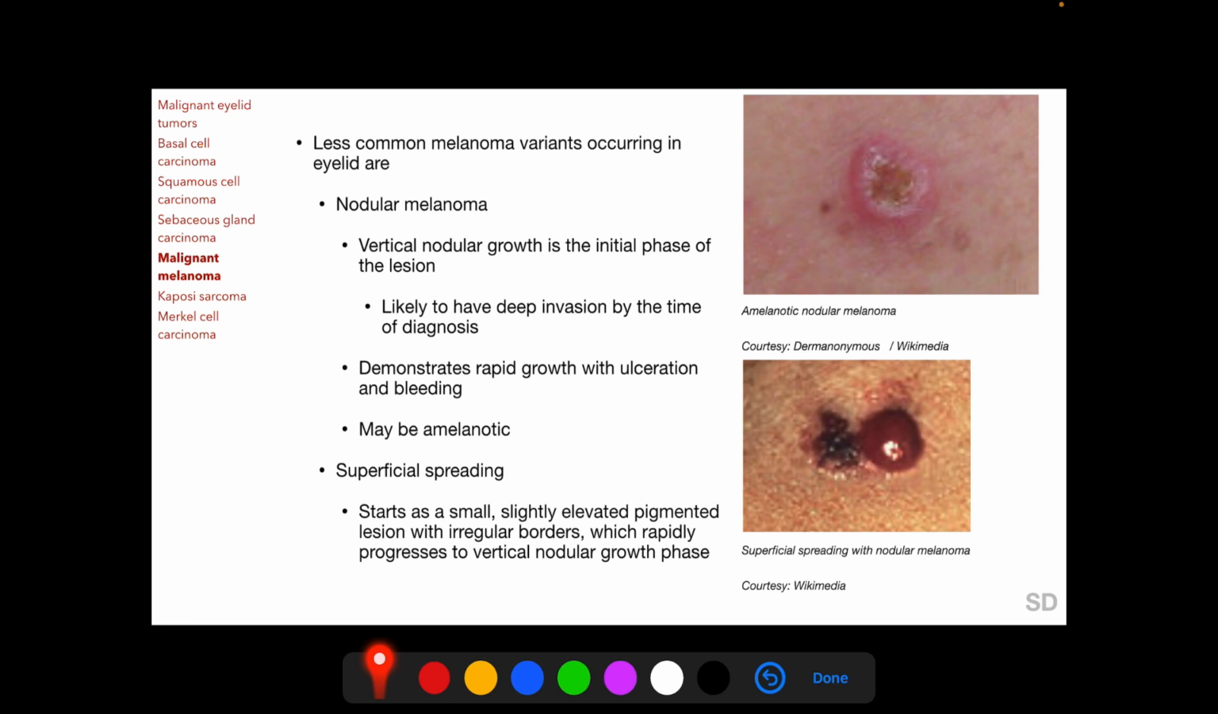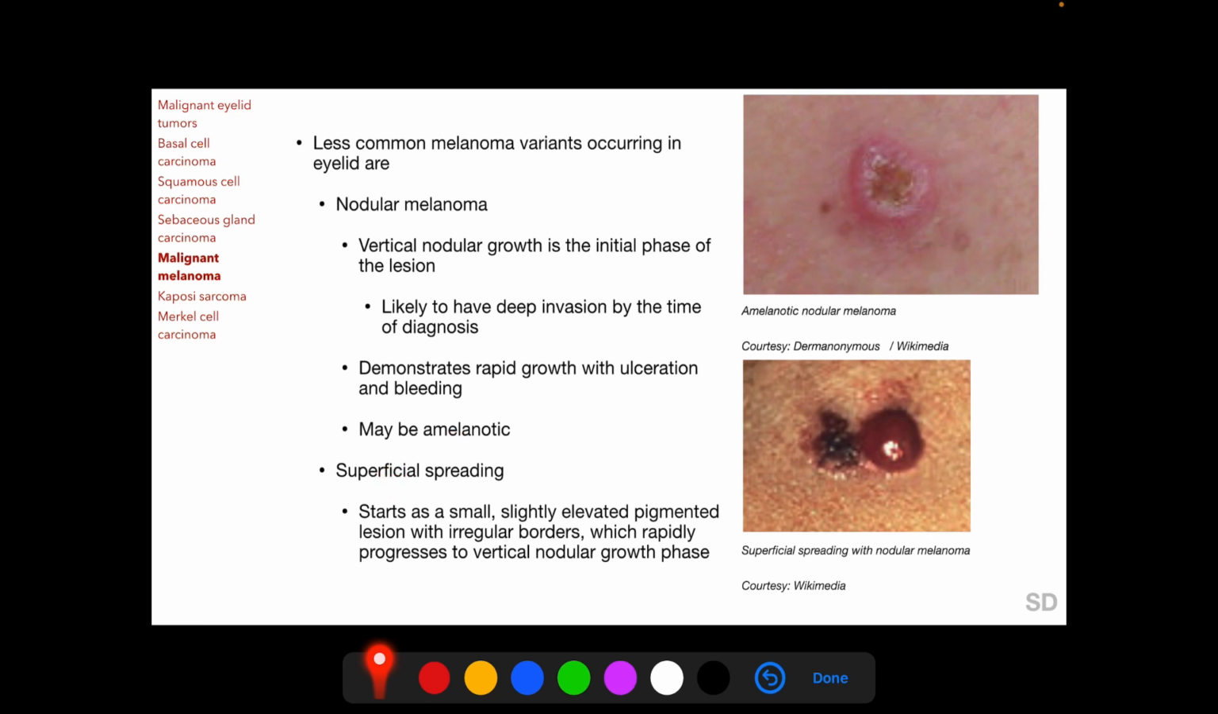Less common melanoma variants occurring in the eyelid are the nodular melanoma and the superficial spreading melanoma. In nodular melanoma, the vertical nodular growth phase is the initial phase of the lesion, and there is no initial horizontal non-invasive phase as in lentigo maligna. So nodular melanoma is likely to have deep invasion by the time of the diagnosis, and nodular melanoma demonstrates rapid growth with ulceration and bleeding. Nodular melanoma may be amelanotic as seen in this picture.